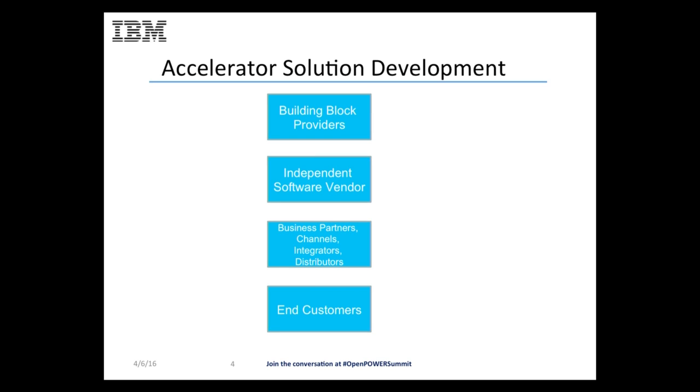So I want to talk more about the ecosystem. For building accelerator applications, what you end up with is really 4 stages. You have building block providers. These guys build Monte Carlo simulation, encryption, sort. They build the algorithms. Then you have an independent software vendor.